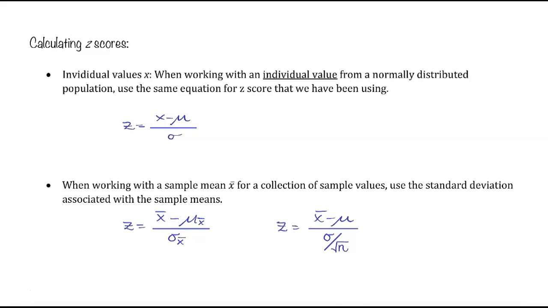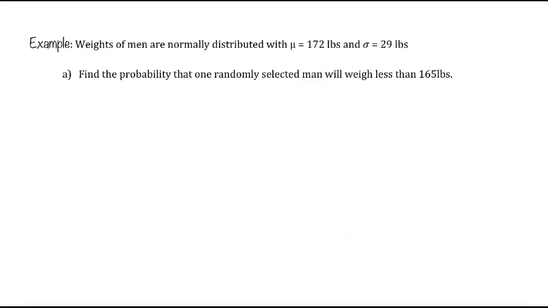Let's take a look at an example. Here we are given that the weights of men are normally distributed with a mean of 172 pounds and a standard deviation of 29 pounds. First, let's make a quick note that our population is normally distributed. This means that our sample sizes can be anything and we can still use the ideas of the central limit theorem. First, let's find the probability that one randomly selected man will weigh less than 165 pounds.